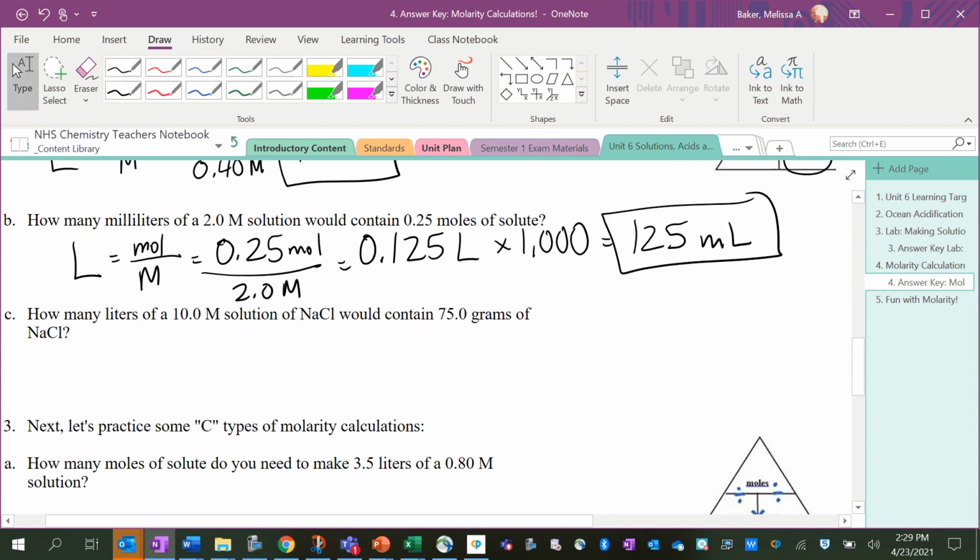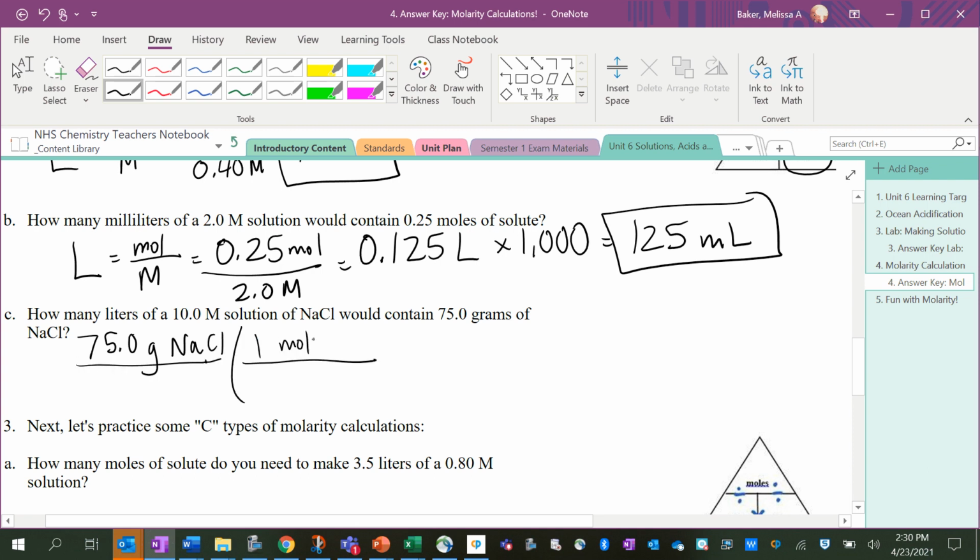Next, how many liters of a 10 molar solution of NaCl would contain 75 grams of NaCl? Well, in order to get our moles, first we have to convert 75 grams of NaCl into moles.